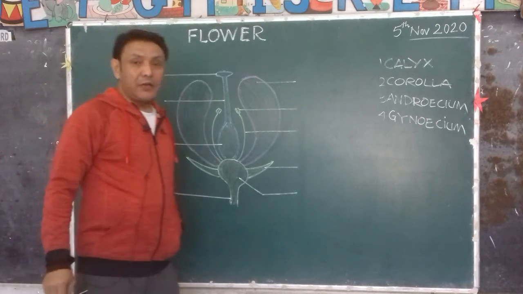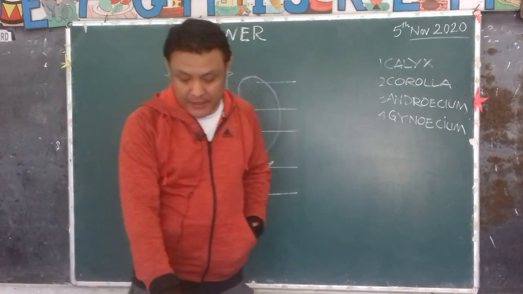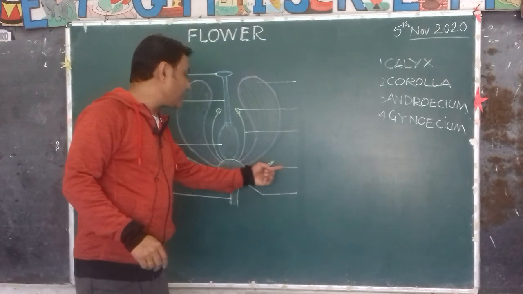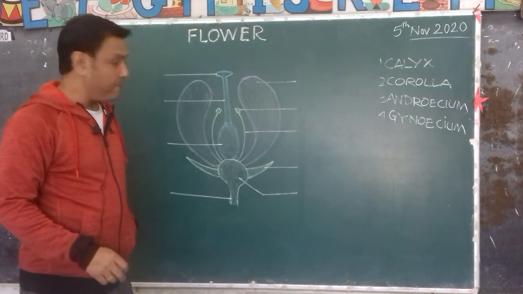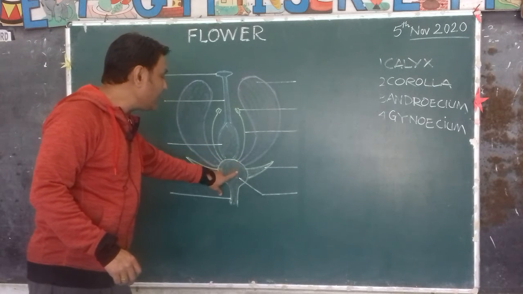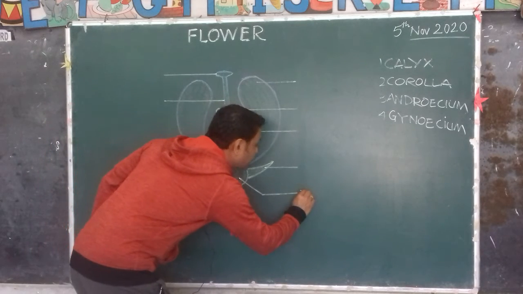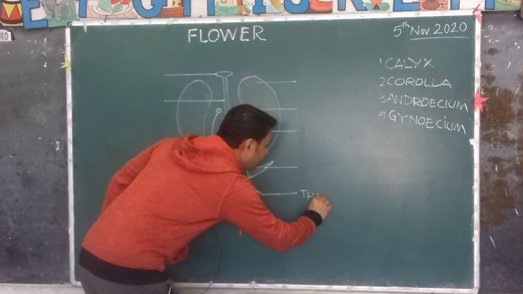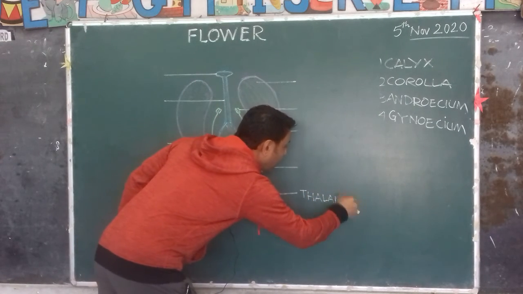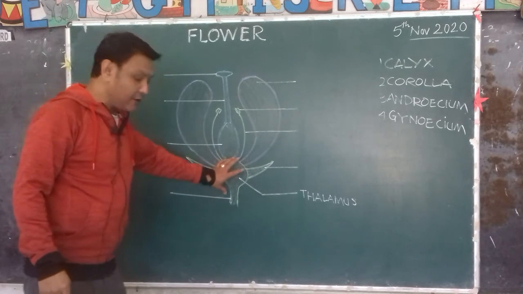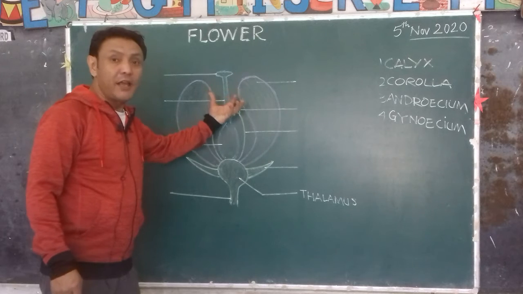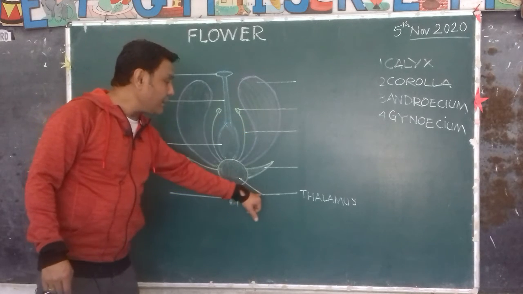Now let us talk about the calyx. Okay? The first whorl of the flower is called the calyx. Now, the calyx rests upon a round structure called the thalamus. This is the thalamus, the basal portion where all the 4 floral whorls rest is known as the thalamus.